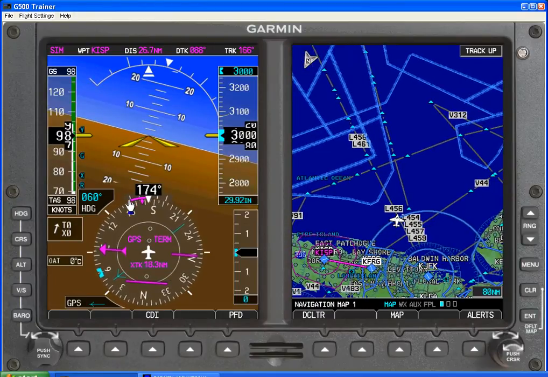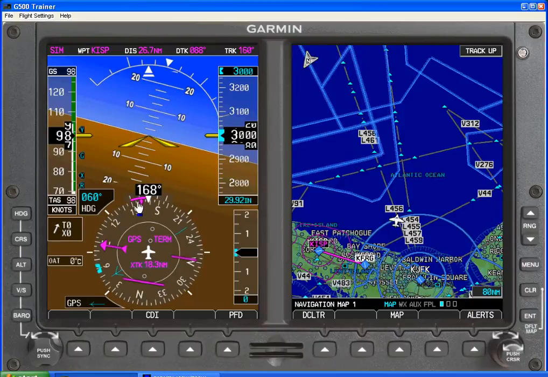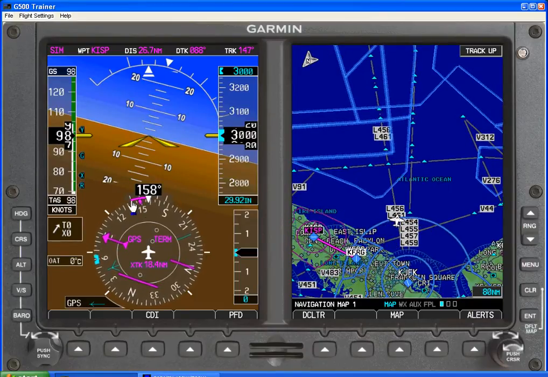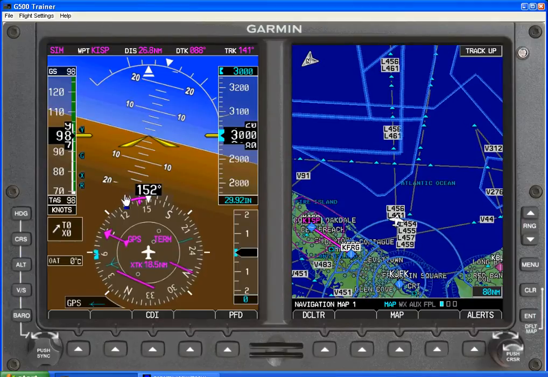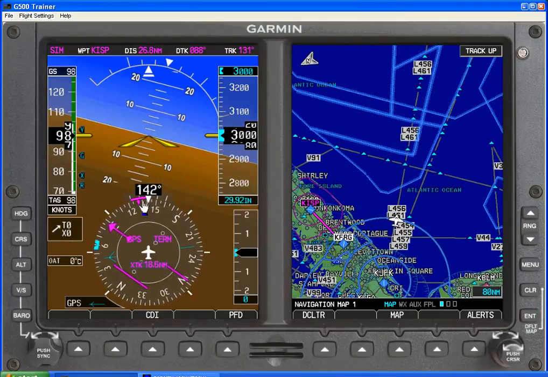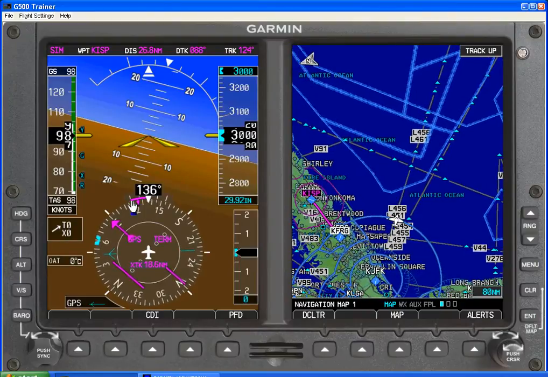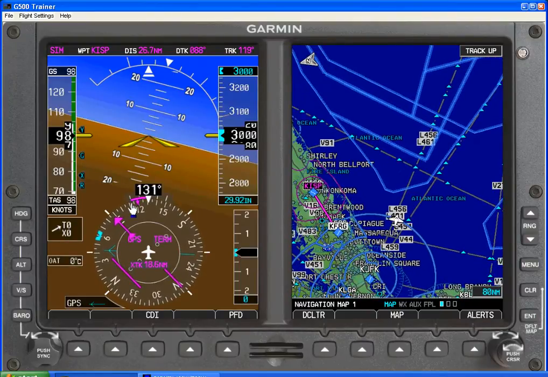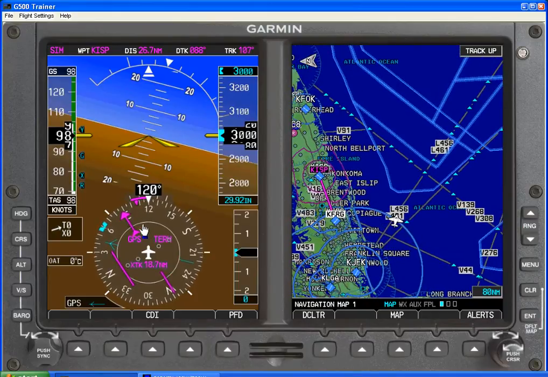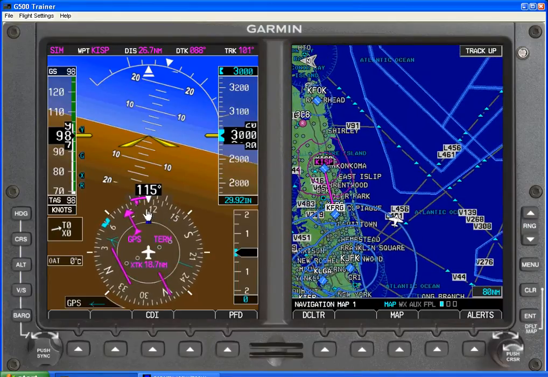As we start that left-hand turn, we have a trend vector show up on our HSI. And what that's showing us here, as it reaches this larger tick mark here, is a standard rate turn. So as the aircraft rolls in, the trend vector presents itself. When the end of the trend vector is matched up to that particular tick mark, that's a standard rate turn.